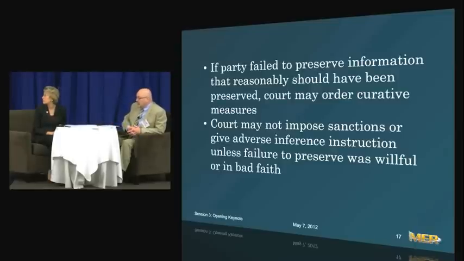First, if a party failed to preserve information that reasonably should have been preserved for whatever reason, the court may order curative measures. These could include further discovery or some other procedural solution to put the parties back in the position they were in before the information was lost. Secondly, a court could not impose punitive sanctions or give an adverse inference instruction unless the failure to preserve was found to be willful or in bad faith.